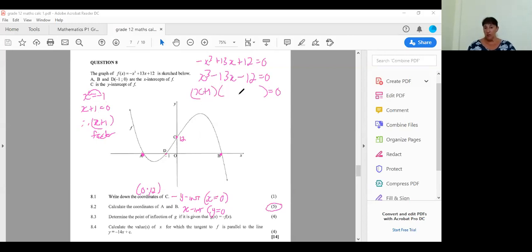Now, there are various ways to do this one. You can do it by inspection. You can do it by long division. You can do it by equating coefficients, or you can do it by synthetic division. And I'm going to show you how to do synthetic division. It's a nice method to use. I think it's worthwhile looking at that method.